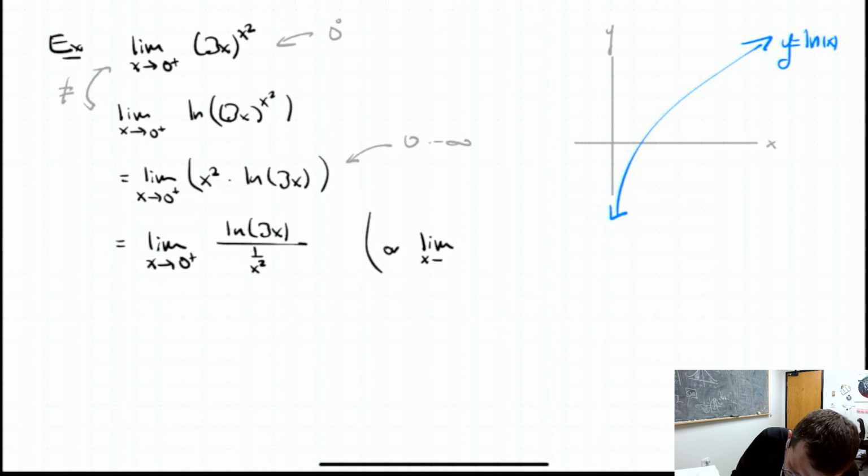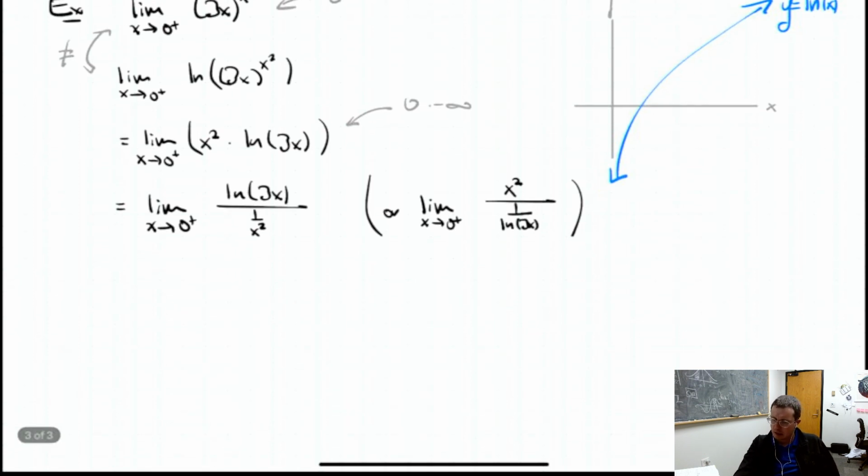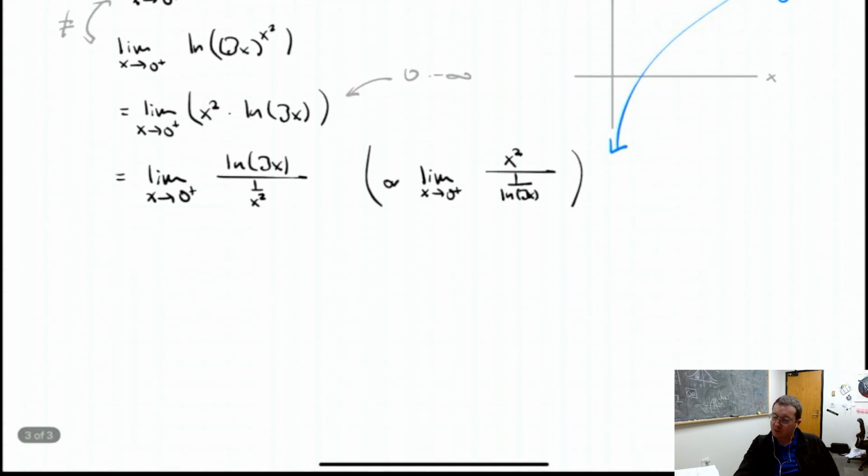Now, you could also put the ln of 3x in the denominator. I just think this is probably going to be harder because we're going to have to take the derivative of 1 over ln of 3x. So just because we have to differentiate, I think that's going to be a little more complicated to deal with. So I'm going to do it this way.